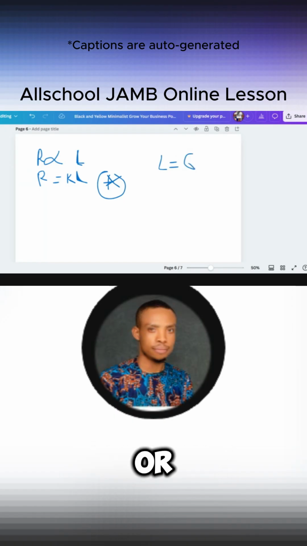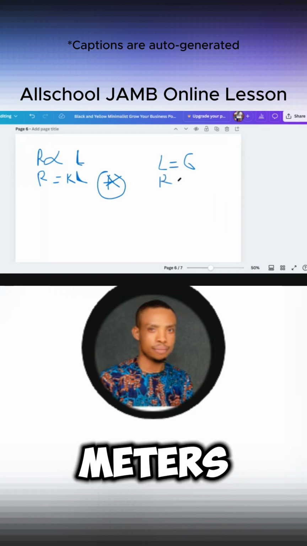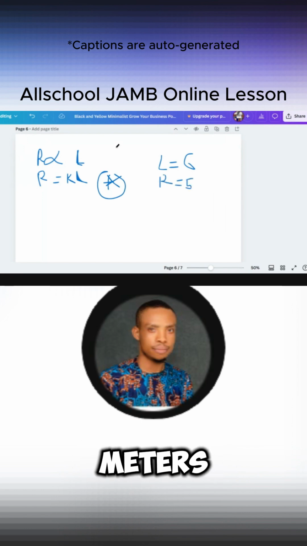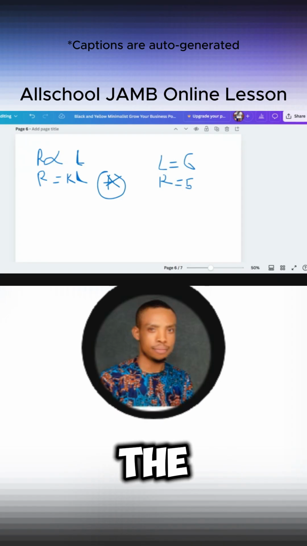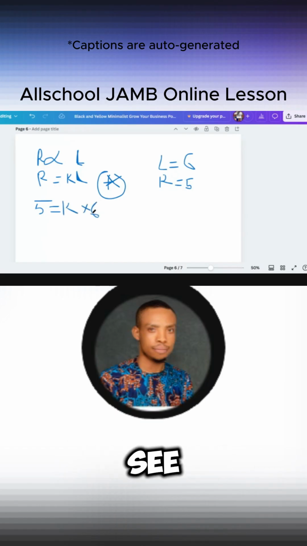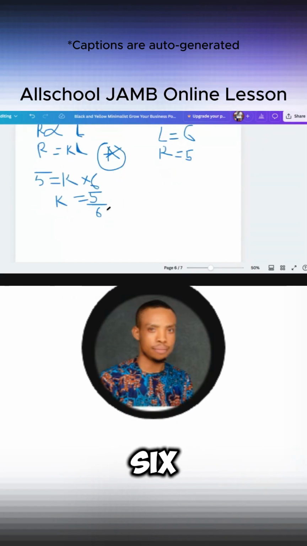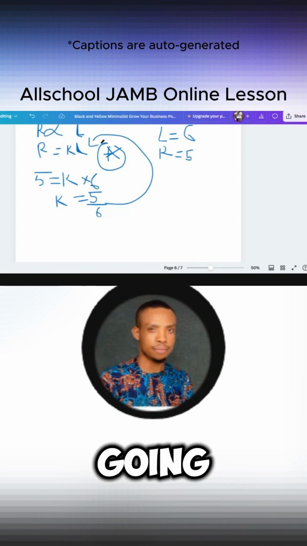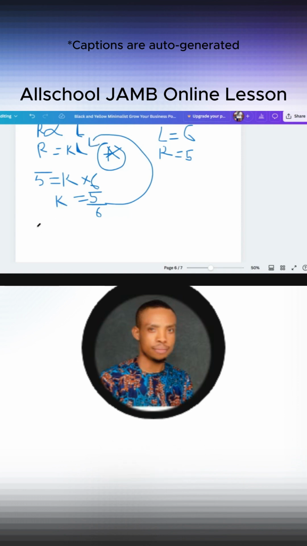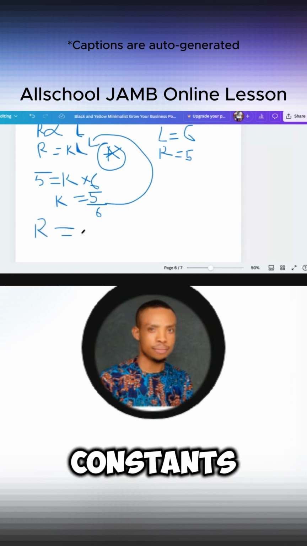It said, if a wire is 6 meters long, that means the length is 6 meters, the resistance is 5 ohms. R is equal to 5. This information will help us get our K. Anywhere you see L, replace it with 6, and anywhere you see R, replace it with 5. So I have 5 is equal to K times 6. K, of course, is going to be 5 over 6. I've gotten my constant. You understand?